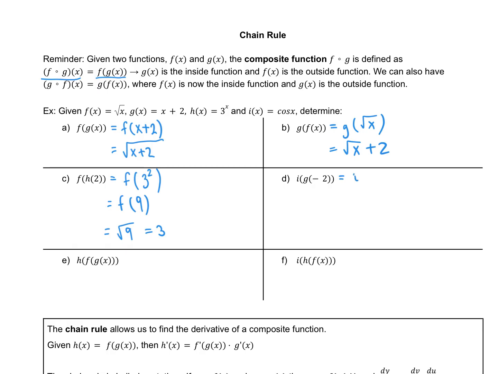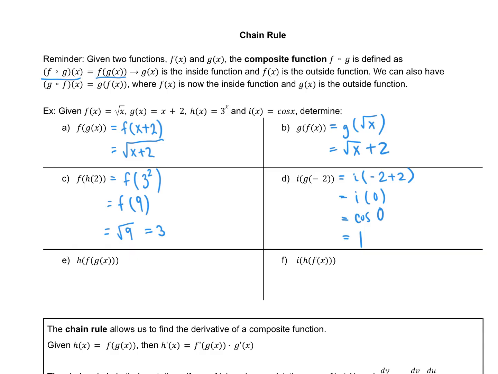i of g of negative 2. So I'm going to start from the inside. g of negative 2 means negative 2 plus 2, just replacing x with negative 2. That's just 0. And now i of 0, so cos x or cos 0 is equal to 1. Thinking back to the cos function, it starts at a maximum. The maximum is 1. And now two more composite functions, but we have three functions going on here.